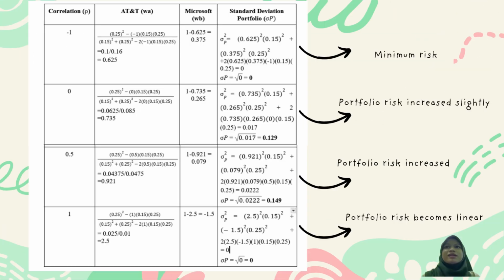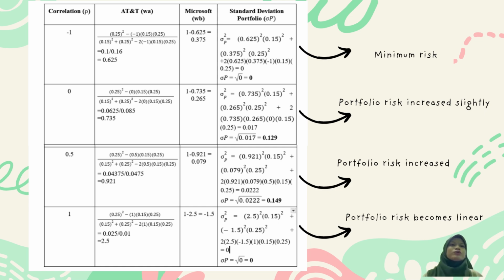So my answer is, for correlation -1, the final answer for portfolio standard deviation is 0, and the portfolio is minimum risk because the standard deviation is close to 0. The portfolio achieves maximum diversification because of perfect negative correlation. We can see AT&T has a higher allocation, 62.5%, than Microsoft, which is 37.5%. The second correlation is 0.